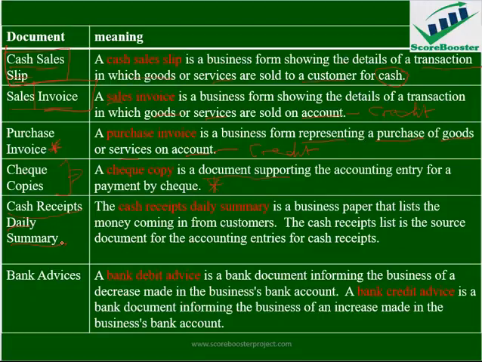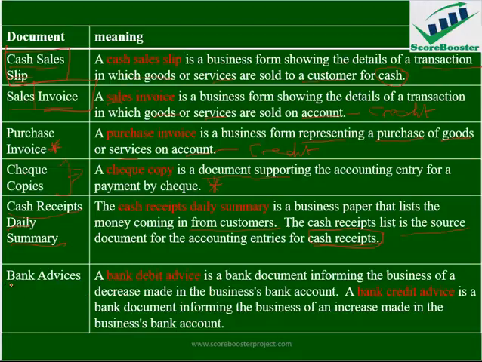At the end of the day, you need to calculate what the cash you have if it tallies with the one in the book. So that document you use to summarize this transaction for the whole day is what we refer to as cash received daily summary. It's a business paper that lists the money coming in from customer. And the cash receipt list is the source document for accounting entry for cash received. So we need to take note of that. All the cash you receive in a particular day, then that should be the evidence to acknowledge that the amount of money, as I said, tallies with the actual cash we have with you.